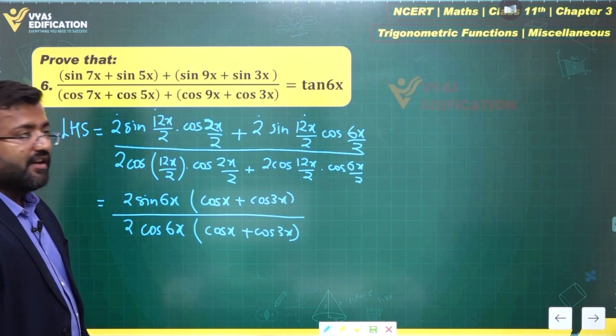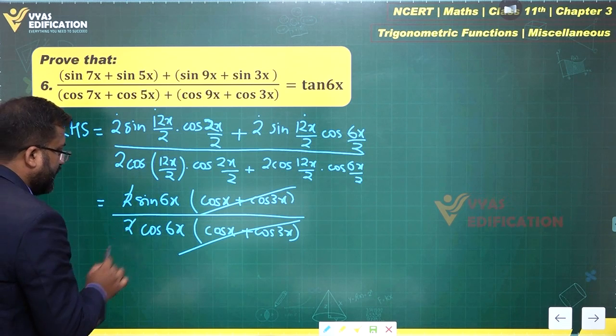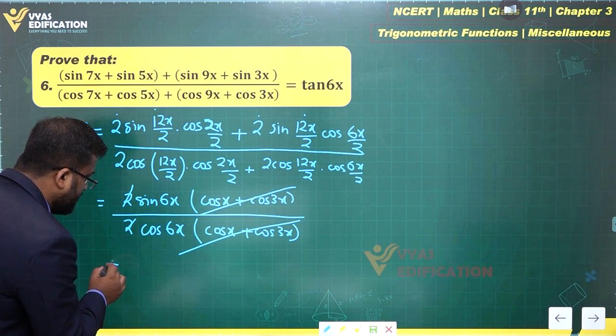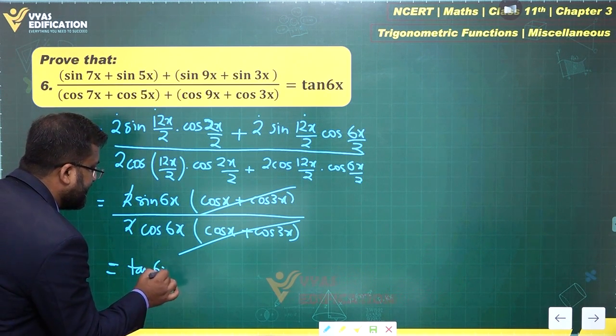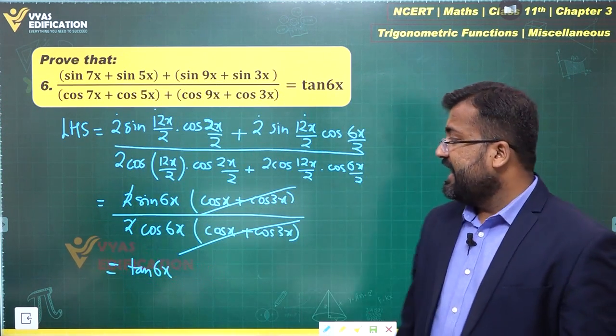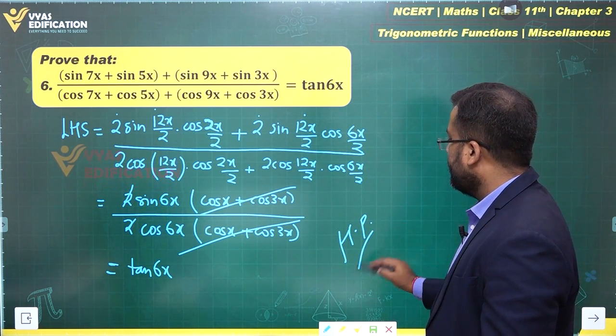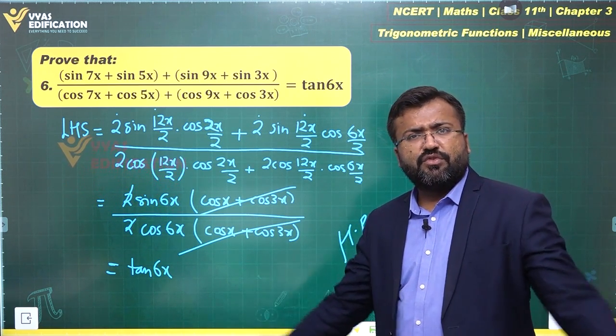Oh, pretty interesting. These two terms are exactly same. They will get cancelled, right? 2 and 2 will also get cancelled. This is sin upon cos, tan 6x. Is that simple? Yes, that's pretty simple. Tan 6x, which is equal to the RHS, hence proved. That's a complete proof.